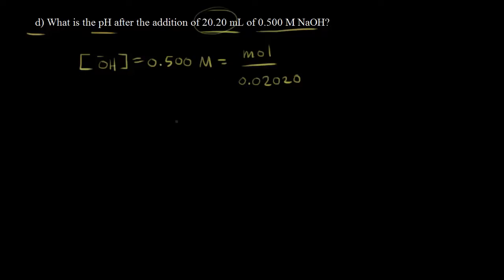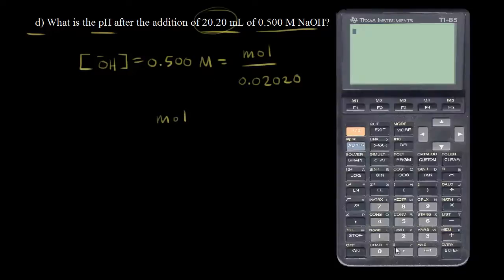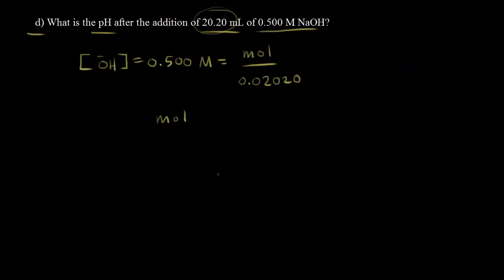And you could probably do this in your head. I'm just going to use the calculator here to show you the answer. So 0.5 times 0.02020 gives us 0.0101. So that's how many moles of hydroxide ions we have. 0.0101 moles of hydroxide ions.